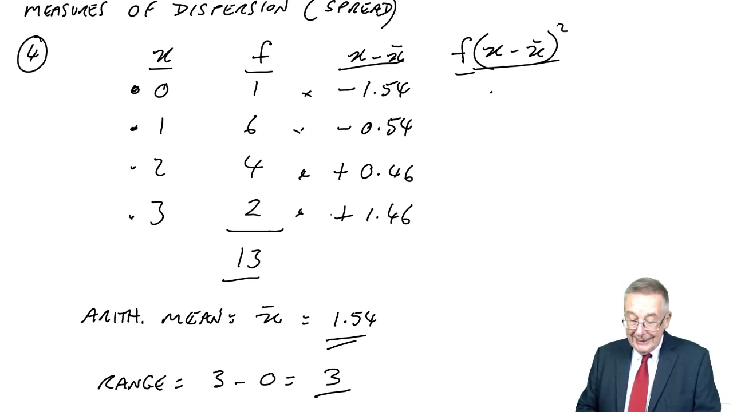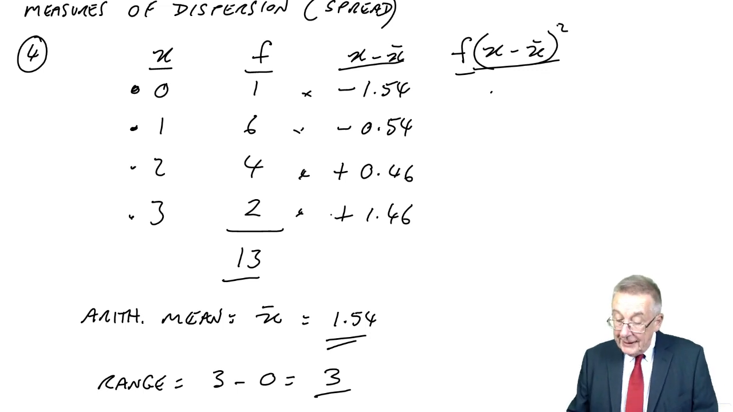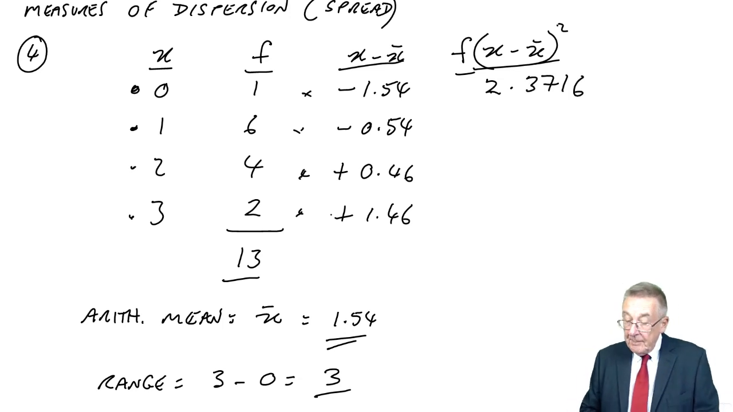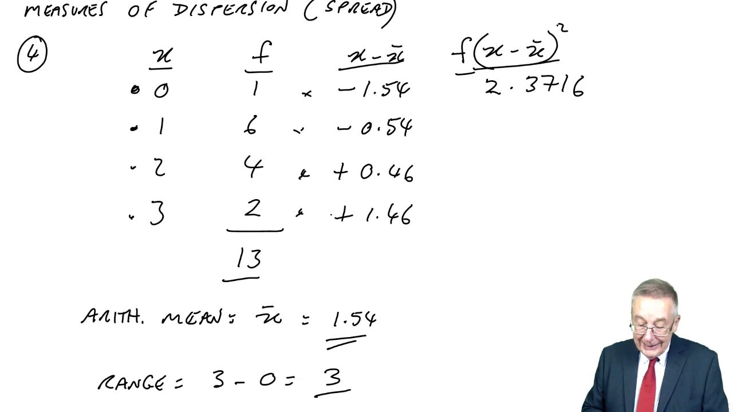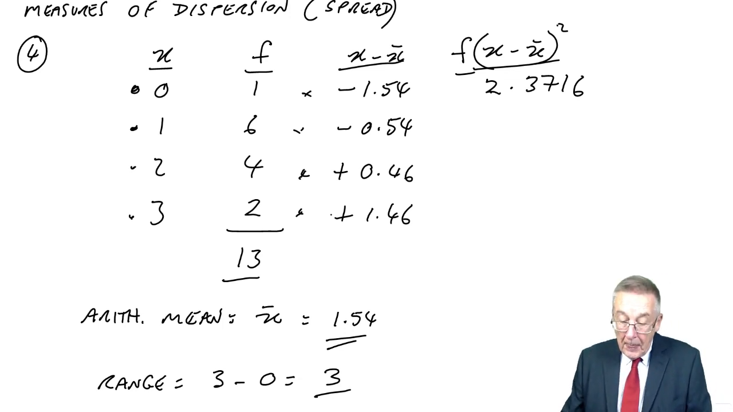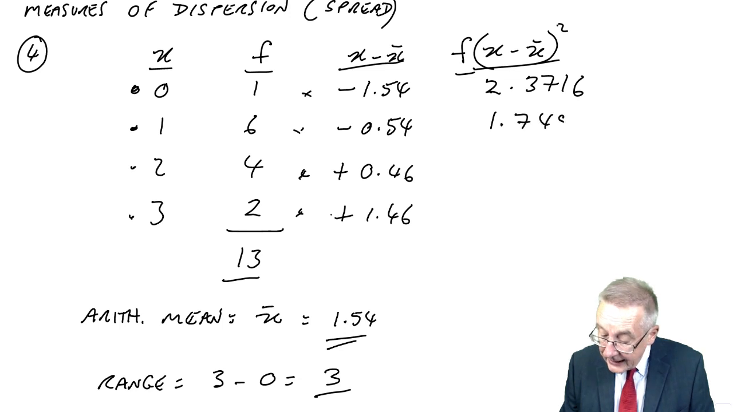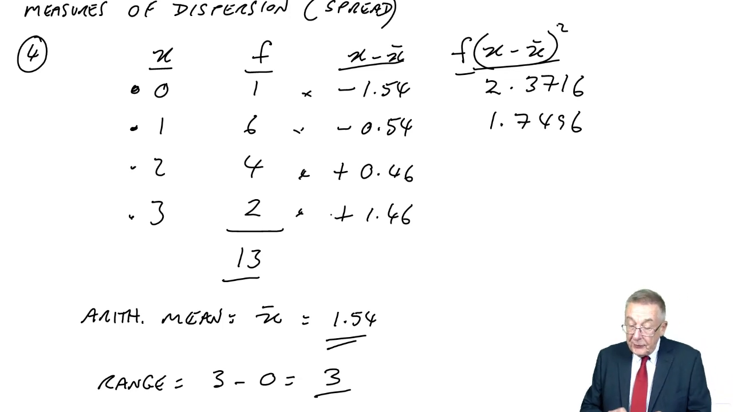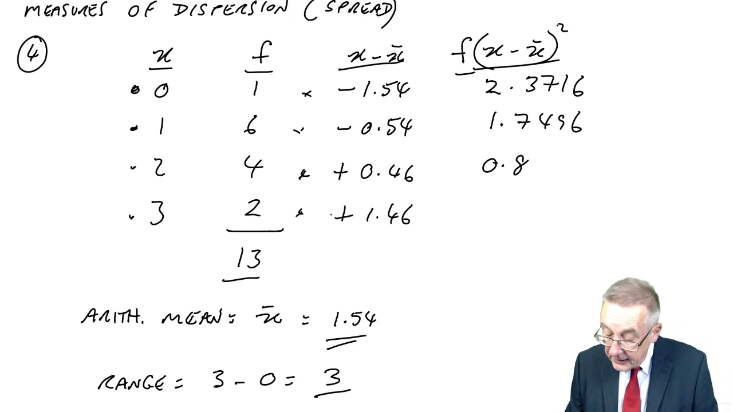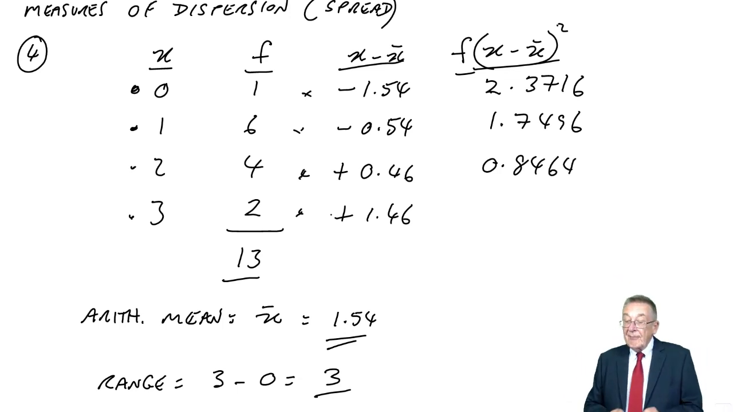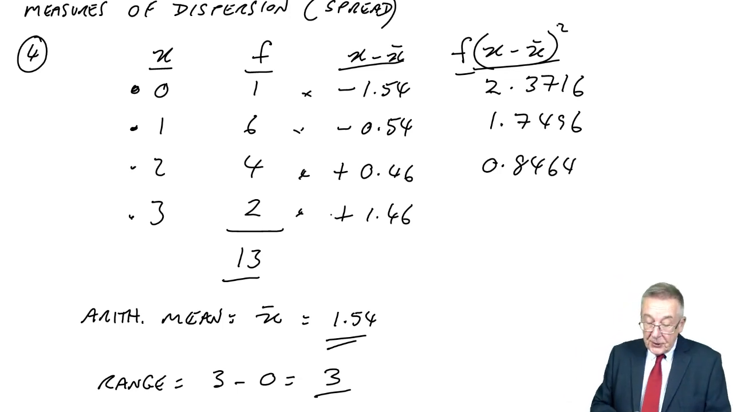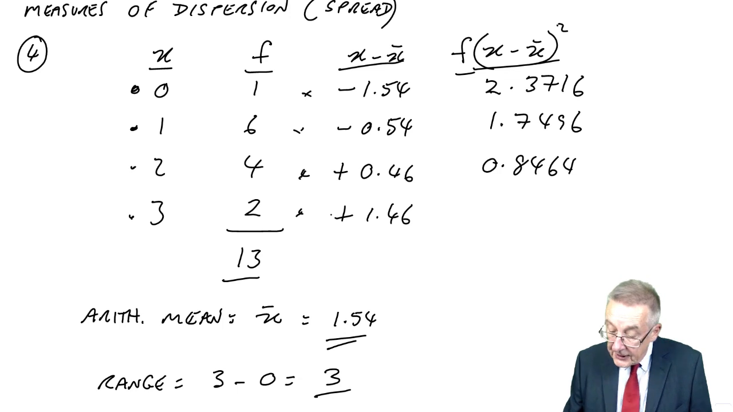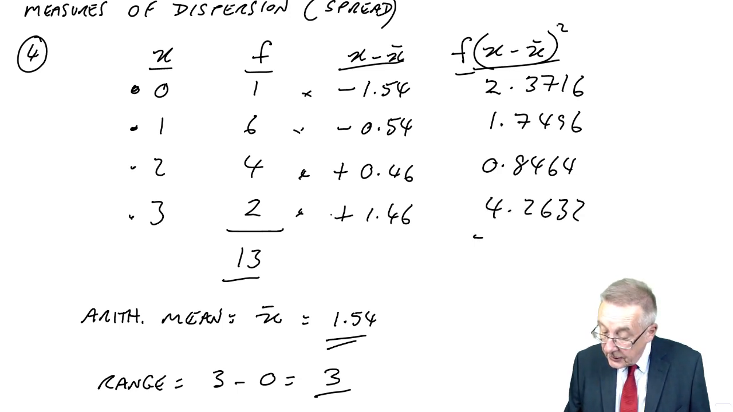1.54 squared times 1 is 2.3716. 0.54 squared times 6 is 1.7496. 0.46 squared times 4 is 0.8464. And finally, 1.46 squared times frequency of 2 is 4.2632.